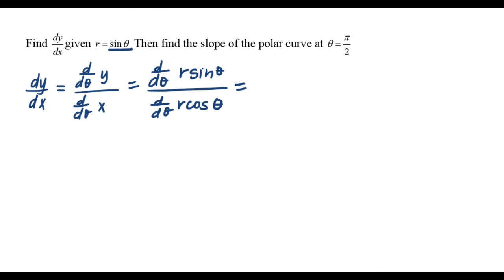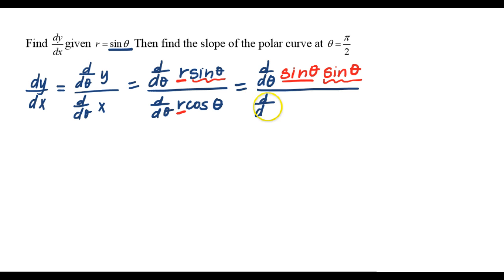So now let's substitute that in. We're plugging that in here and here. So we're about to have d theta of sine theta, sine theta. The first one is r, and the second one is this one here. And then in the denominator, I am also doing d theta of r. r, again, is sine theta, and that comes from what we were given. And then the bottom is times cosine theta, which corresponds to the fact that x is r cosine theta.